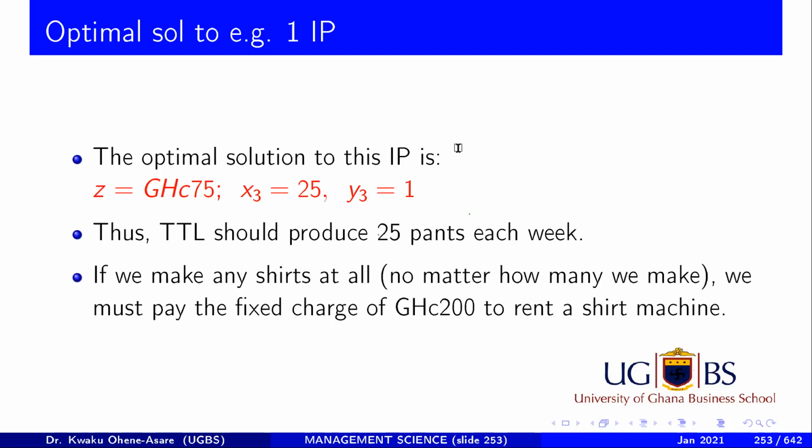So if we make any shirt at all, no matter how many we make, we must pay the fixed charge of 200 to rent a shirt machine. Okay, we must do that. But in this case, we need to do that for pants rather than for shirts.